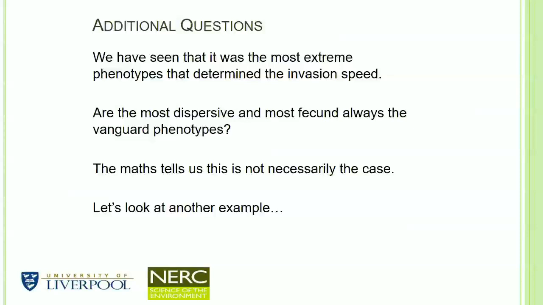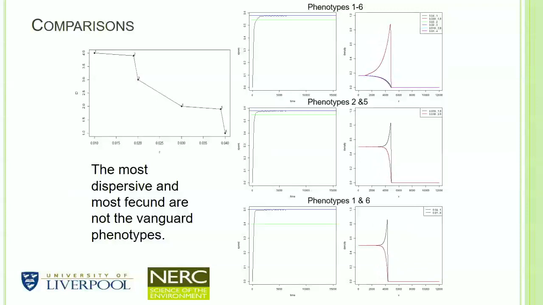So here we have, instead, numbered from left to right, 6 phenotypes. So we have 1 and 6 at the end here, which are the most fecund and the most dispersive. But we also have phenotypes 2 and 5. And these are the phenotypes that we predict through the analysis to be the anomalous invasion speeds. So here on the top, again, just like the previous, we have a density on the side here, all 6 phenotypes. And again, the blue line for anomalous phenotypes.